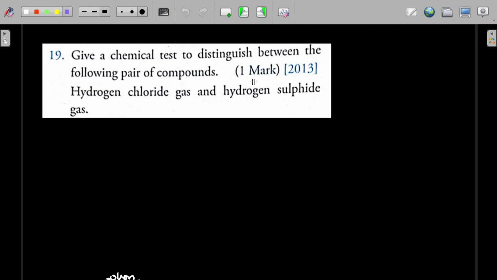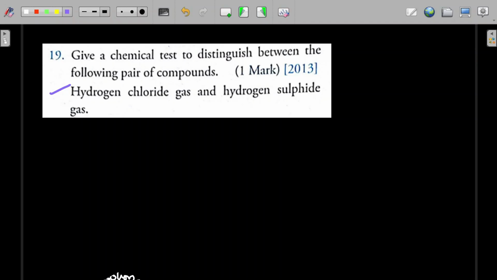Give a chemical test to distinguish hydrogen chloride gas and hydrogen sulfide gas. One, based on the smell you can write. Second, based on the precipitation you can write, or any other relevant points. Do not write separate tests. You have to take one common test. Say for example, smell: choking smell, or rotten egg smell, like that. Or if you're writing any test, you have to take only one reagent for that.